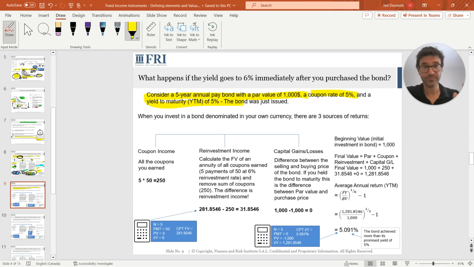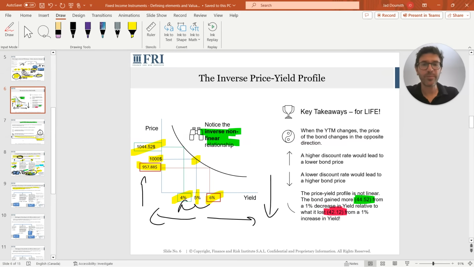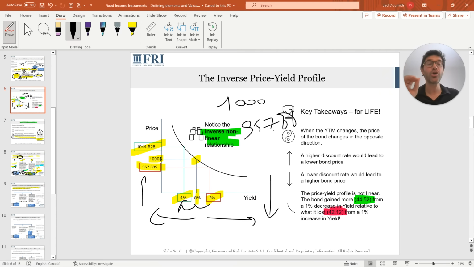You bought the bond. It was just issued and you bought it. Now, immediately after you bought the bond, the yield went up to 6%. Still, you decided to hold it to maturity. Think about it with me, guys. When the yield goes up to 6%, the bond falls to 957. So you bought the bond for 1,000 and it suddenly fell to 957.88. You have a capital loss, but wait, think.